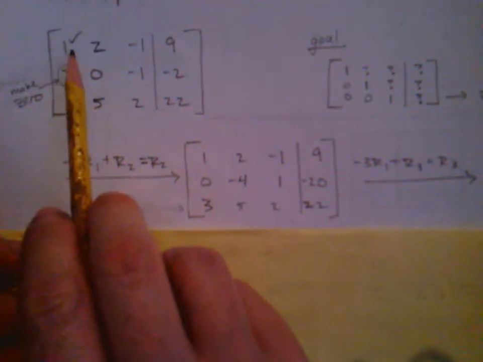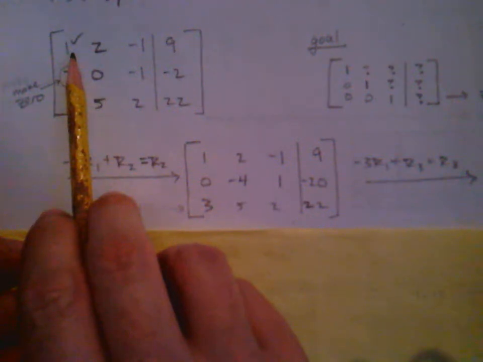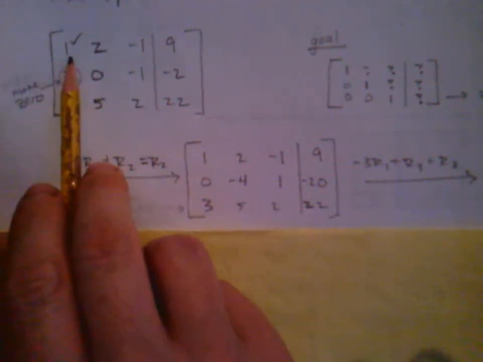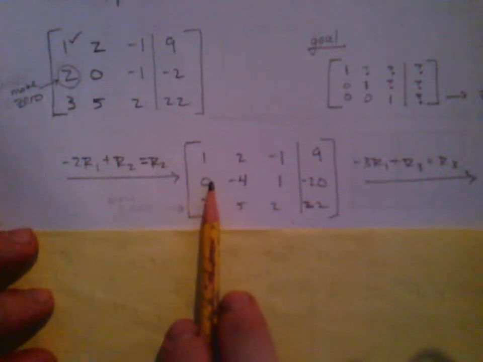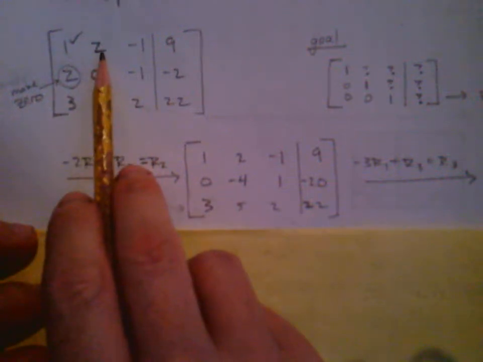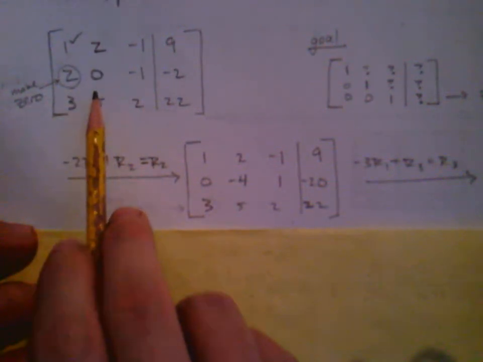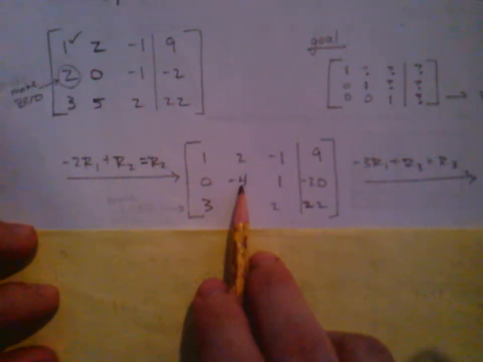So -2 times 1, -2, plus 2 is 0. Feel free to use a calculator for this sort of thing. You don't have to do it in your head. -2 plus 2 gives us the 0. Well, of course, that's how we planned it. So let's move on to the next one. -2 times 2, -4. -4 plus 0 gets us that -4.